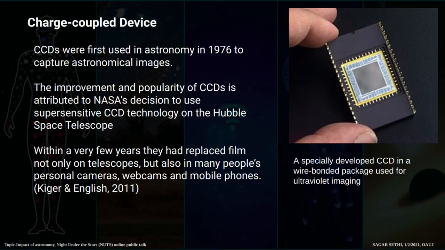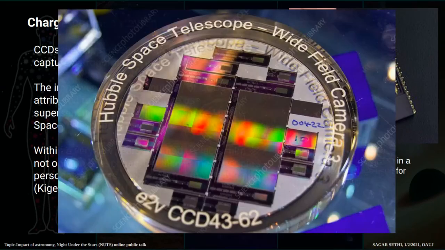Within a few years of the application of the CCD to astronomy, it was popularized across the entire globe, and it is now everywhere, in webcams, mobiles, personal cameras, laptops, and everywhere. So this is the CCD sensor that was used in the Hubble Space Telescope, the Wide Field Camera 3, and it is still working. The spectacular images we have seen from the Hubble telescope on websites, social media, magazines, or astronomical journals were taken by this CCD.